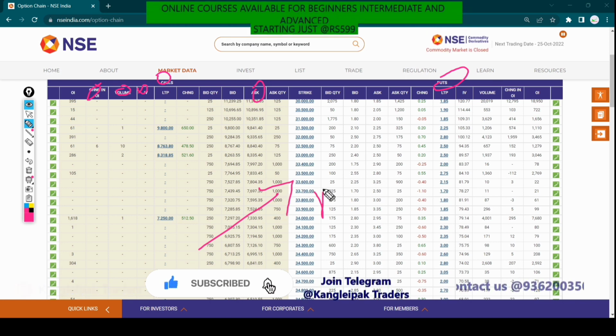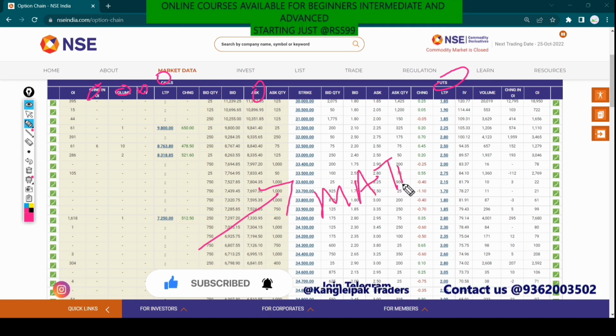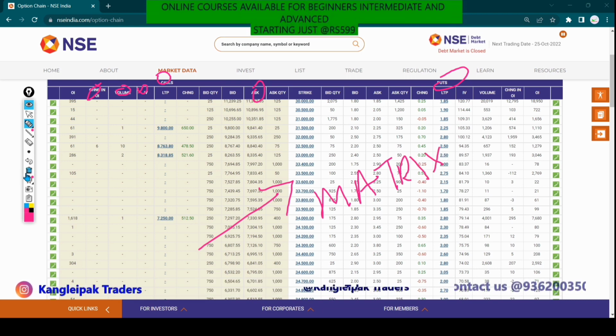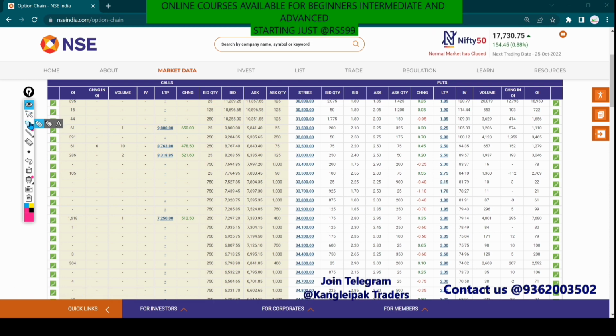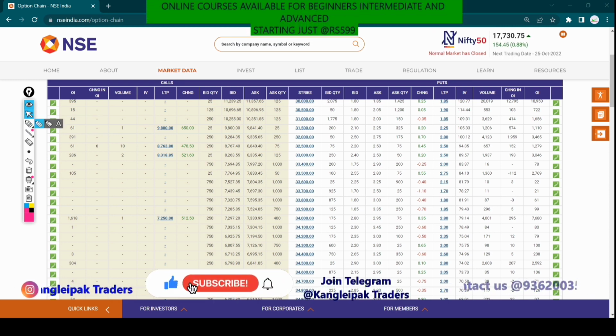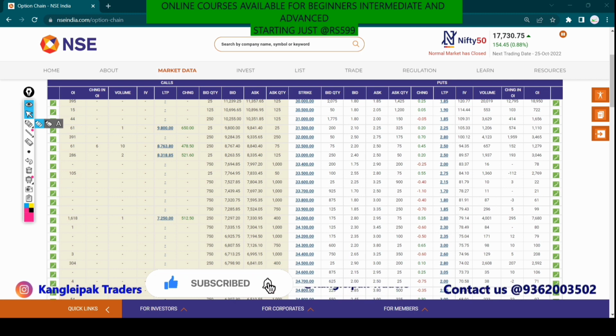Option chain is otherwise known as option matrix. Option matrix is nothing but option chain. People sometimes call it option matrix, or sometimes option chain. So we can just know it by the name of option chain.